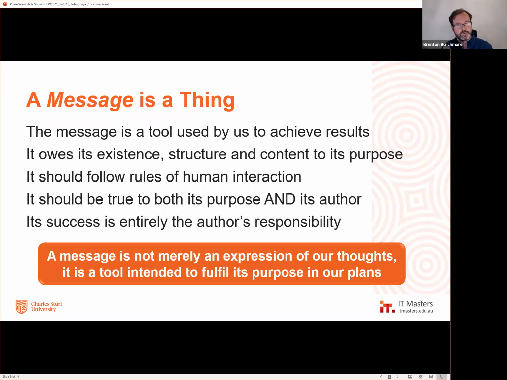So in professional communications, fundamental difference, not an expression of thought, it's a tool. We craft them every time for a purpose. And yes, we craft the message. A message might be a series of statements, an email, it might be a few things we say, but every message is something we craft.